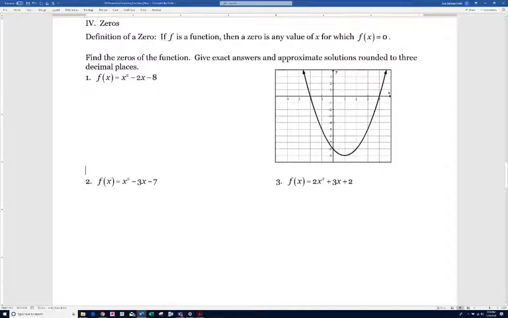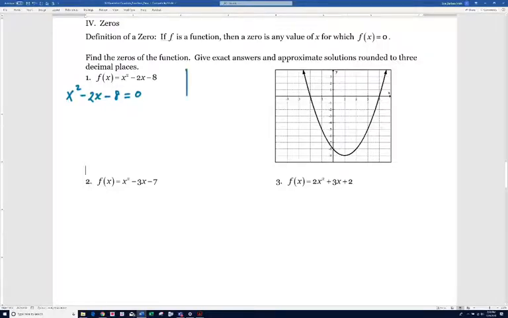Alright, so on number 1, let's see, we've got f of x equals x squared minus 2x minus 8. So I think this looks like something that we could factor. But first of all, let's go ahead and set the function equal to 0. And when we solve for x, that'll give us our zeros.